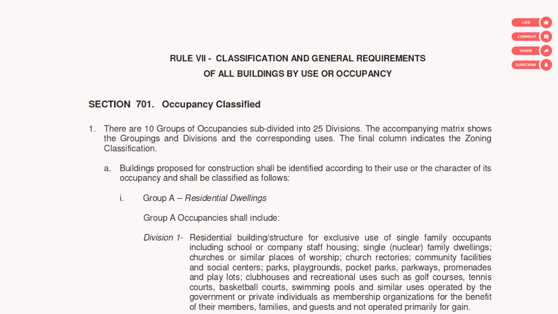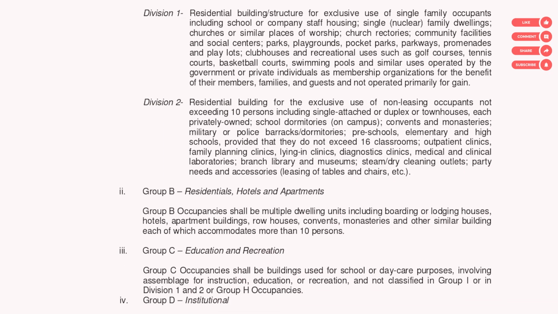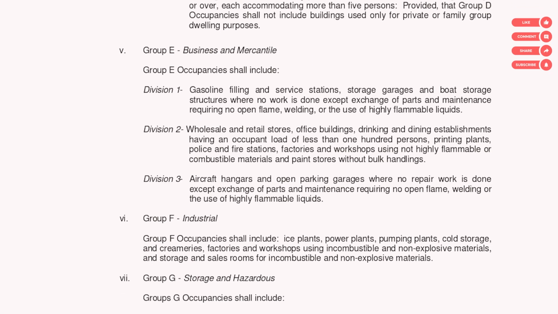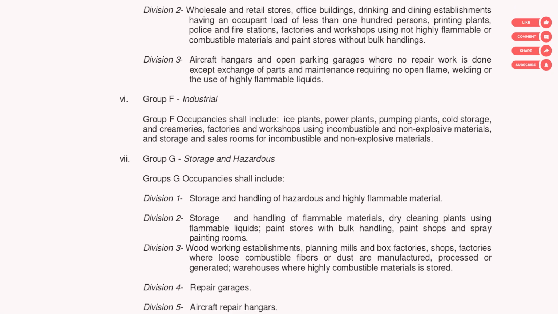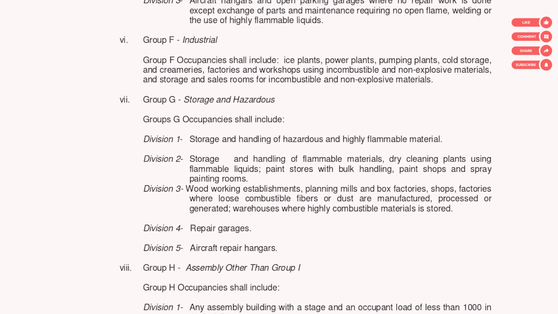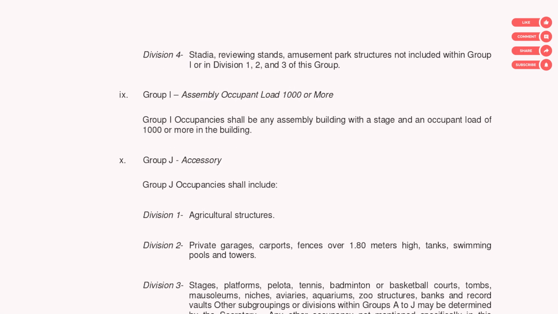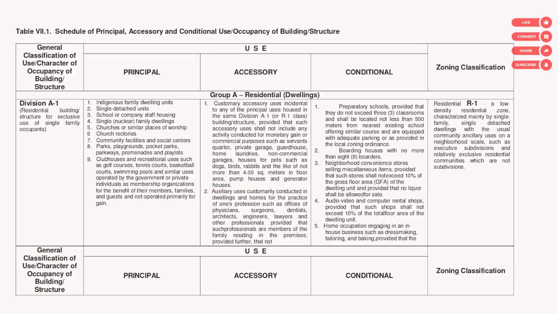We have 10 occupancies in the building code. Okay, we have these 10. Each one is designated by a letter of the alphabet. Okay, A is residential buildings, B is residential hotels and apartments, C is educational and recreation, D is institutional, E is business and mercantile, F is industrial, G is storage and hazardous, H and I are both assembly. The only difference is H is assembly for less than 1,000 occupants, and I naman is assembly for 1,000 or more occupants. And then you have J, accessory. So these are the 10 building uses, the 10 occupancy types in the building code.